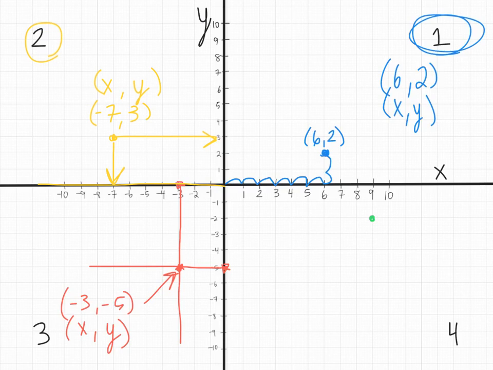Here's one final example for you. Go ahead and take a look at this green point. The green point is in which quadrant? It's in quadrant number 4. And how could I label this green point? Remember, the x always has to come first and the y always has to come second. What number is for the x? This is the x-axis, and the number is 9. What number's for the y? This is the y-axis, and the number is -2. The answer is 9, -2, and this point is in the 4th quadrant.